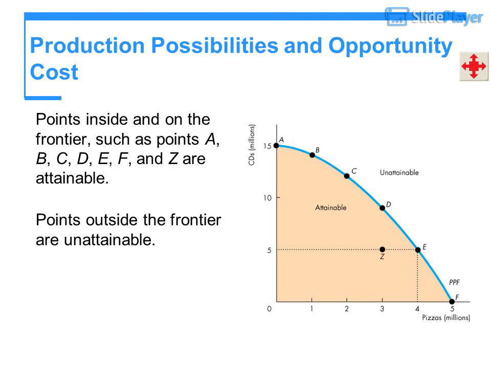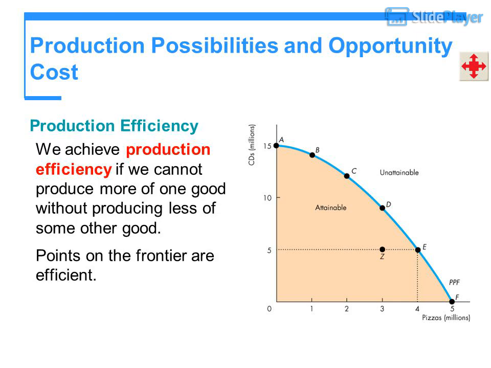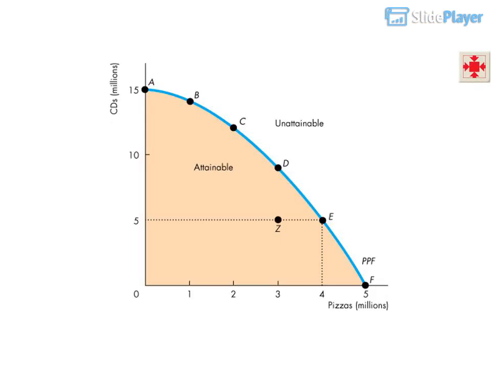Production possibilities and opportunity cost. Points inside and on the frontier, such as points A, B, C, D, E, F, and Z, are attainable. Points outside the frontier are unattainable. Production efficiency. We achieve production efficiency if we cannot produce more of one good without producing less of some other good. Points on the frontier are efficient.